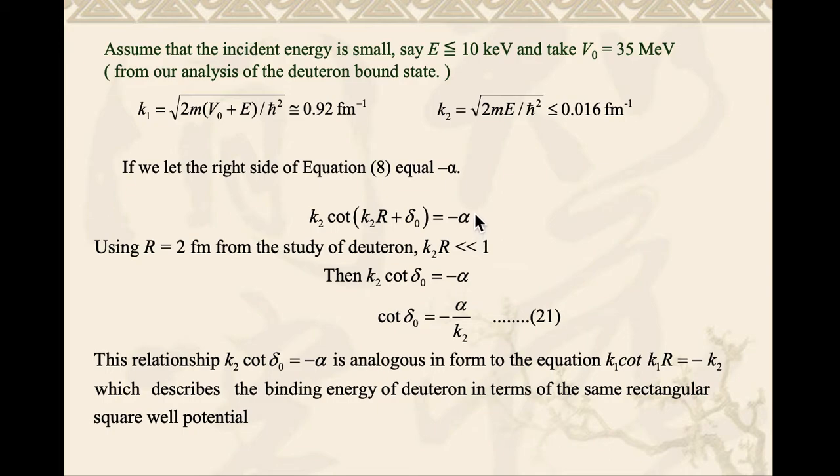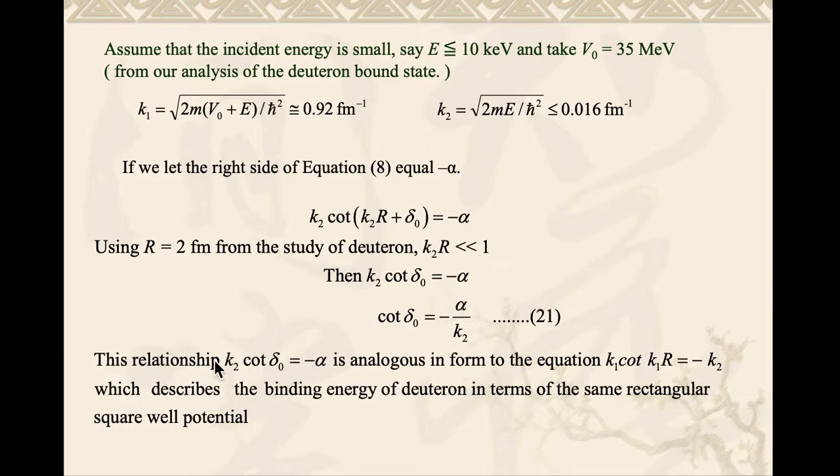And this substitution is for a comparison with the deuteron. For deuteron, we have shown that the value of R is 2.1 femtometer. So now we are taking it as 2 femtometer. And this K2, the value is very small, so this is much less than 1. So you are now neglecting this. And we have K2 cot delta 0 is equal to minus alpha, or cot delta 0 you can write as minus alpha by K2.